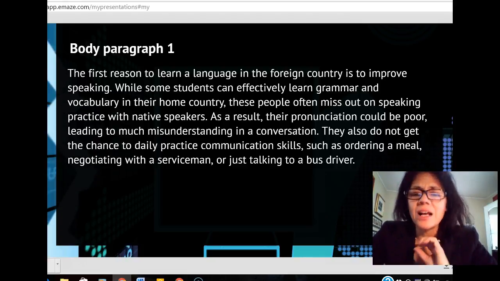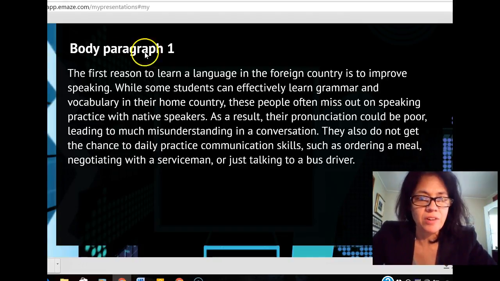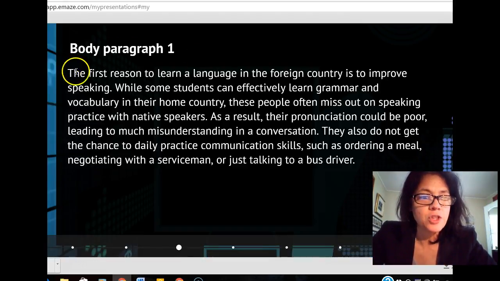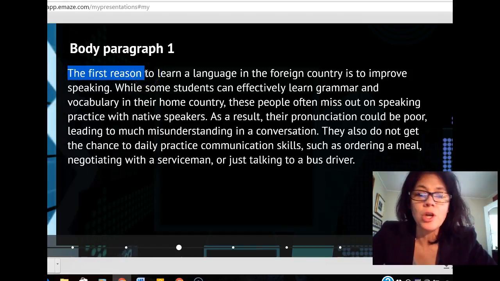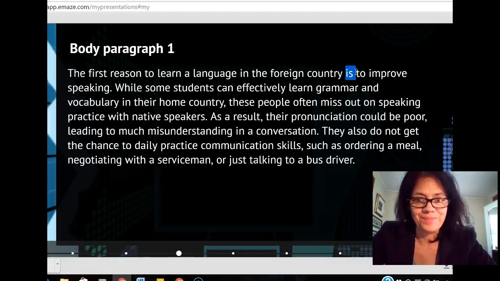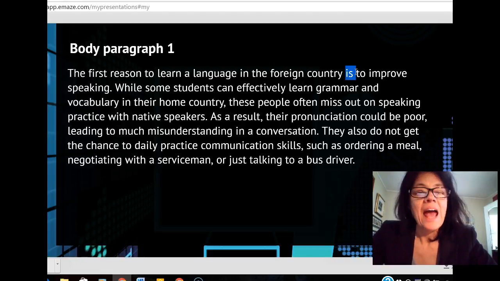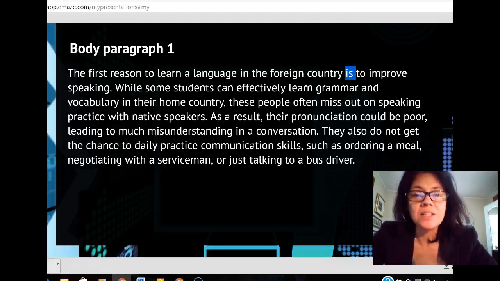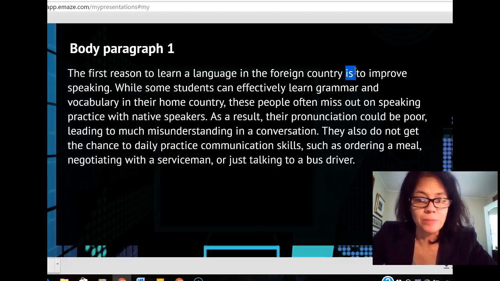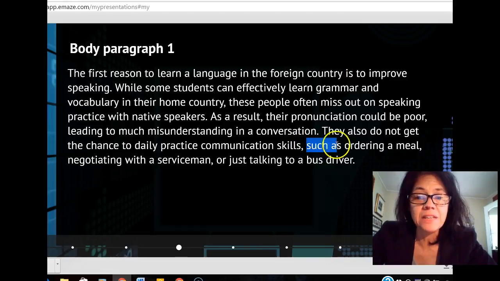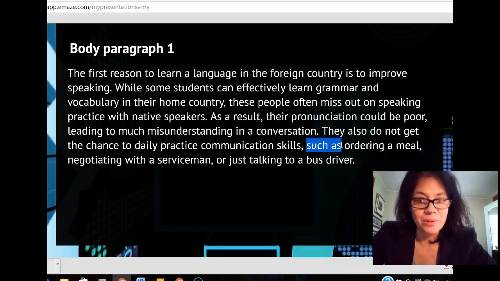This is such a clear, perfect paragraph. The first reason to learn a language in the foreign country is... And then the student gives more detail, supporting information. And they give examples. Let's keep going.